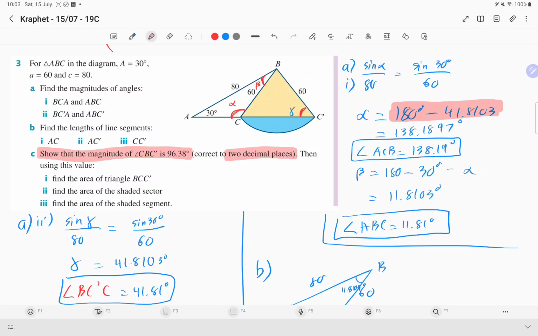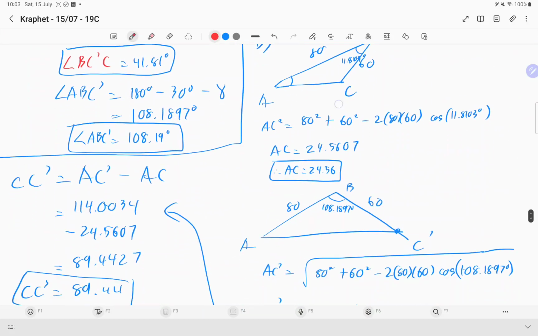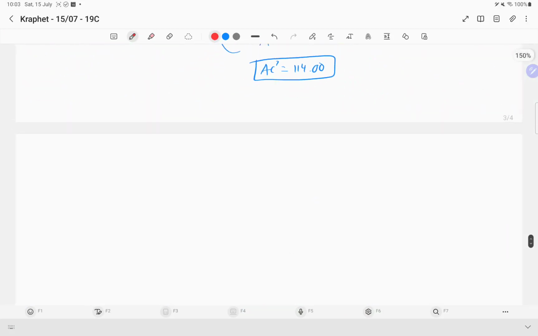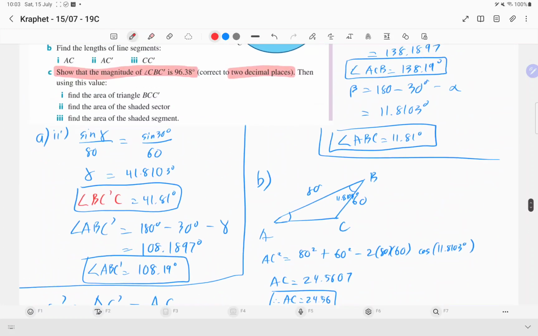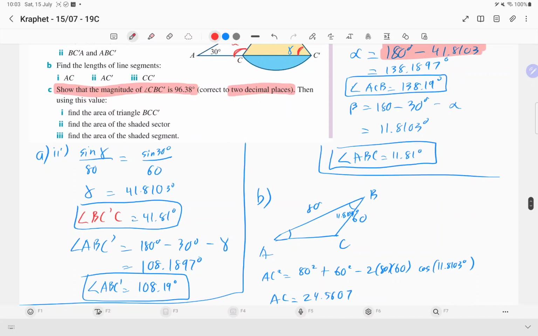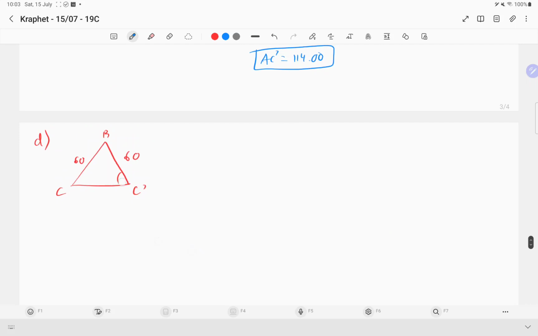CBC dash. Grade 9 geometry. If it's too confusing, always redraw it. It's an isosceles triangle, yes. Two sides are the same. CBC dash: CB is 60, BC dash is 60, and what else do we know? We know this angle, right? BC dash C, or it's AC dash B, one of those things here. BC dash C, this one here, is 41.8103 degrees. The other side is that, and it's also the same.